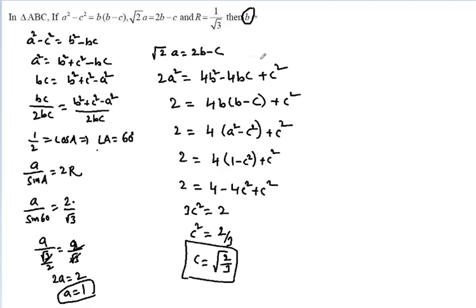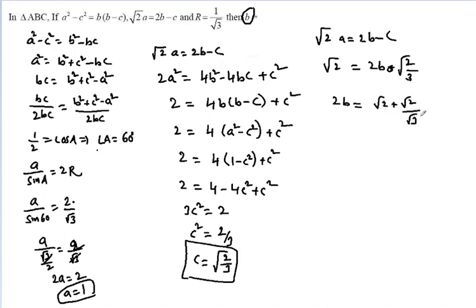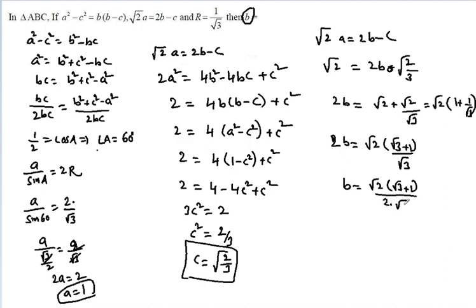Now we find the value of b. From this relation, root 2 a is equal to 2b minus c. So root 2 into a value 1 is equal to 2b minus c, that is root 2 equals 2b minus root over 2 by 3. From this, 2b is equal to root 2 plus root 2 by root 3. Take root 2 common, that is 1 plus 1 by root 3. So 2b is equal to root 2 into root 3 plus 1 by root 3. So from this, b is equal to root 2 into root 3 plus 1 by 2 into root 3. Here root 2 cancelled. Therefore the value of b is equal to root 3 plus 1 by root 2 into root 3, that is root 6.